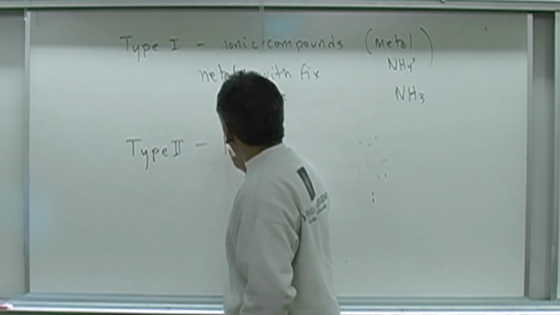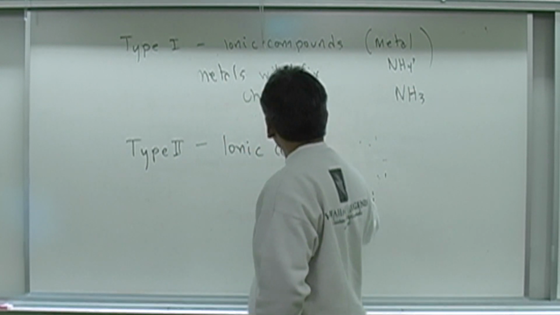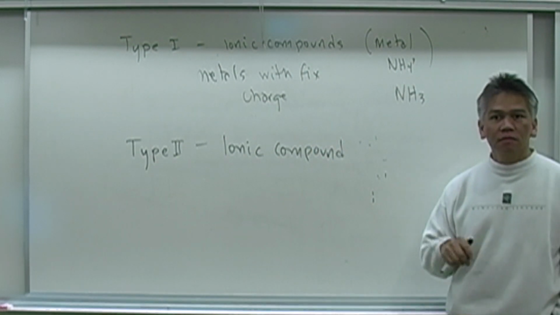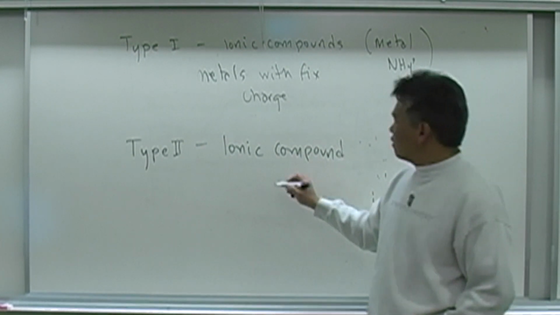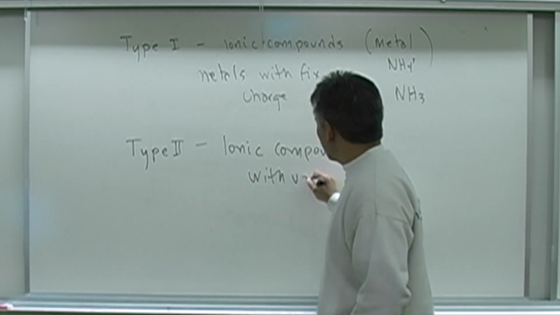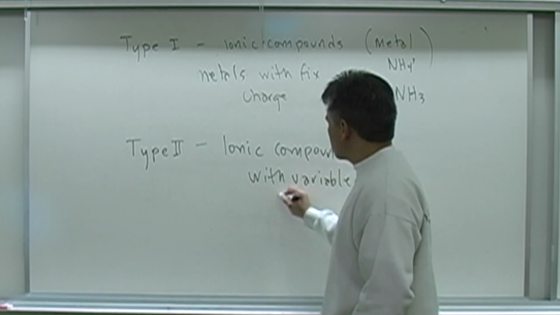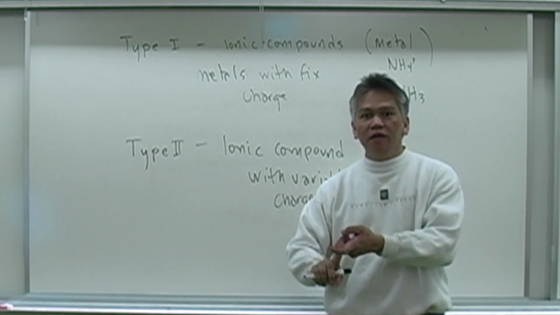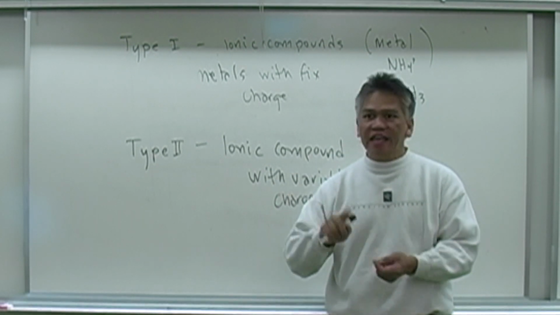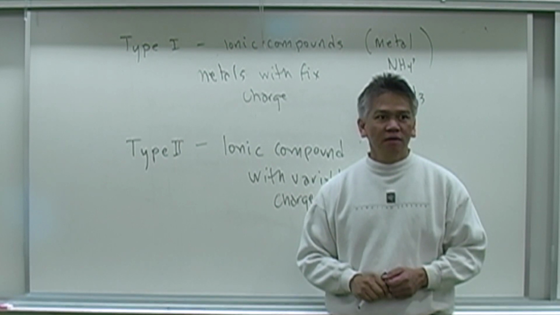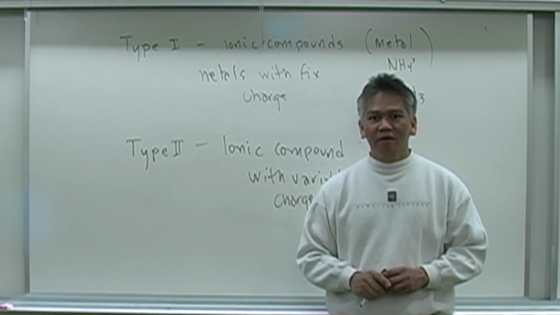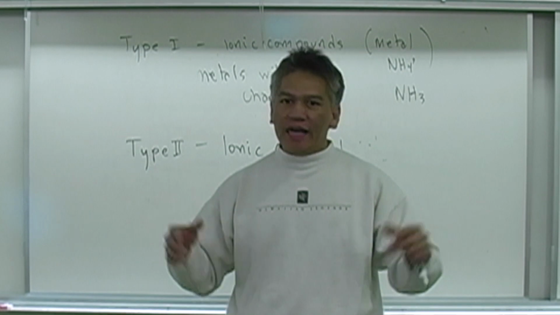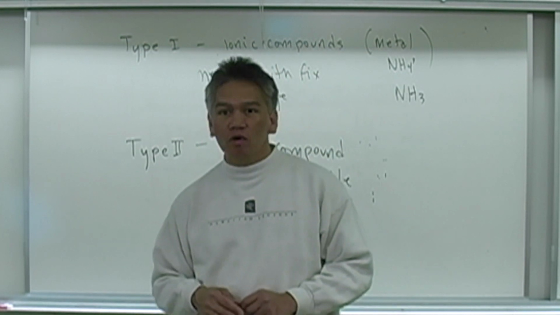Type 2 are ionic compounds again. How do you know it's ionic? Because it has a metal or NH4 plus. That's how you know it's ionic. With variable charge. How do you know it's a variable charge? Because it's not group 1, it's not group 2, it's not aluminum, zinc, cadmium, or silver. It's a variable charge. That is, it gives up 2, it gives up 3, it gives up X number of electrons. That's what I mean by variable charge.